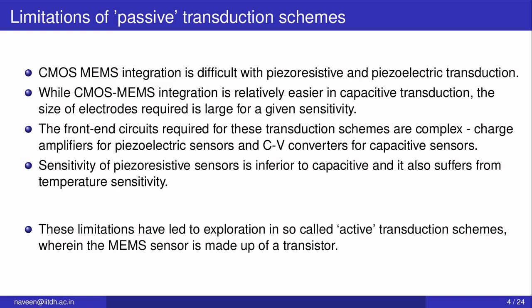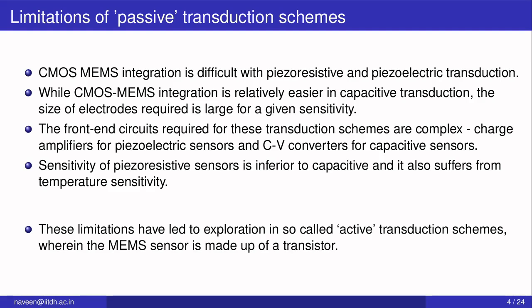However, the size of electrodes required for such capacitive sensors is quite large for a given sensitivity. Then when it comes to front-end electronics, the front-end electronics for some of these sensors is quite complex. When we look at piezoelectric sensors, you need what are known as charge amplifiers, which have very high impedance nodes. Whenever you want to detect a charge, the principle is you dump that charge on a capacitor and then read the voltage out of it. But any capacitor is essentially a high voltage, high impedance node, and high impedance nodes generally are not very good for low noise applications, because they tend to pick up noise from external sources.